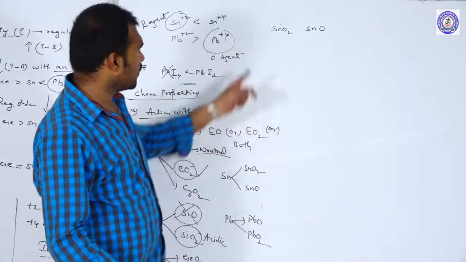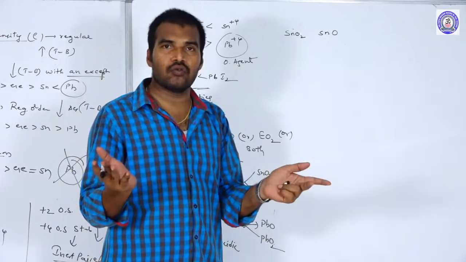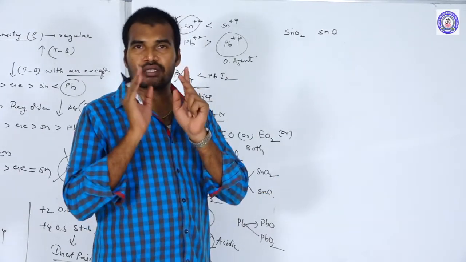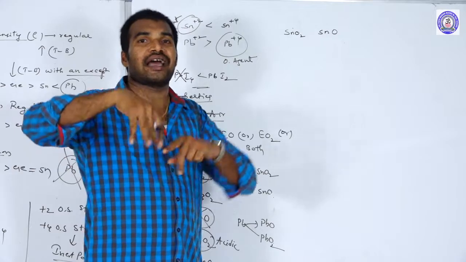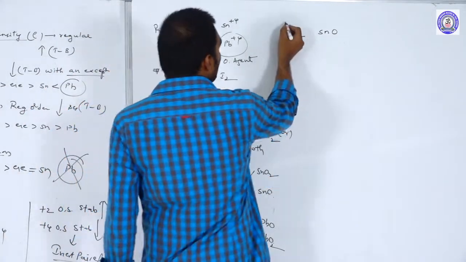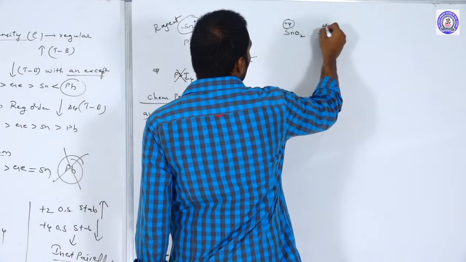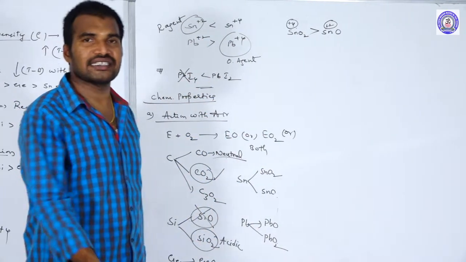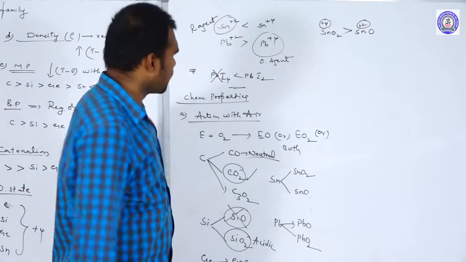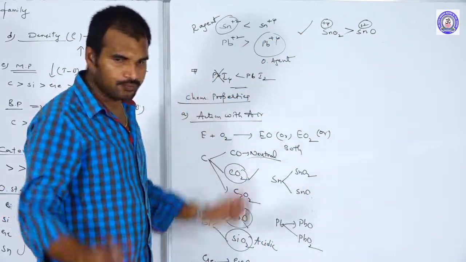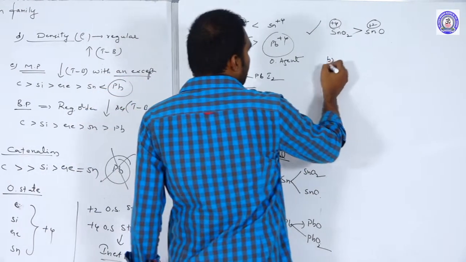Always remember that when you compare the oxides of two compounds of the same element, the compound where the element is in the highest oxidation state is always more acidic. So here Sn is in what? +4 oxidation state, and this is what? +2. So definitely SnO2 is more acidic than SnO. Okay, so this is about the action with air. Next, let us move to the next one.